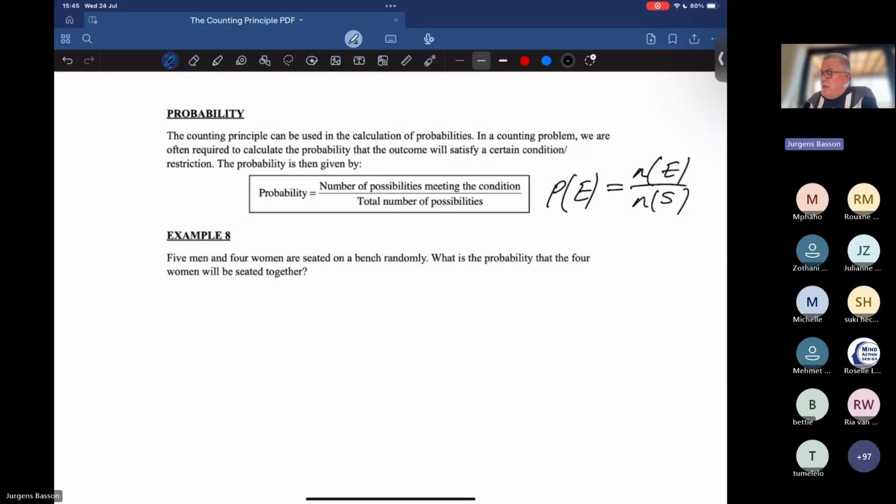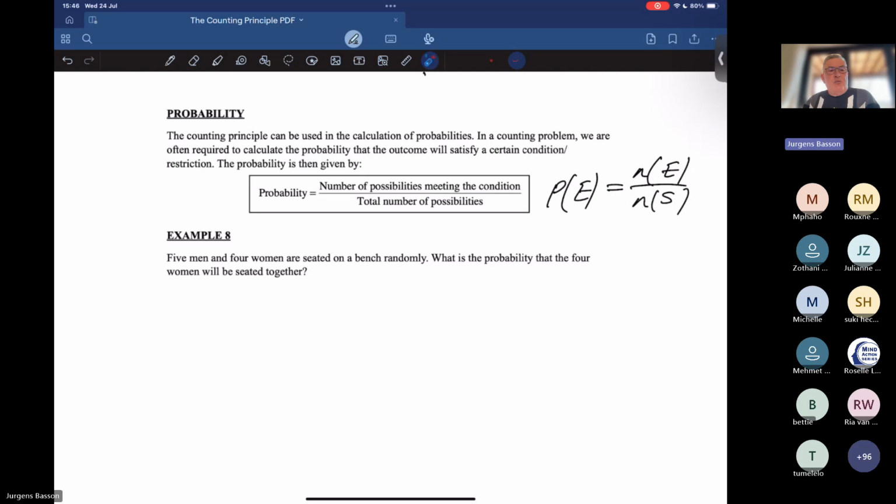So you will see I say the number of possibilities meeting the condition, or we can say restriction. So your numerator in a probability will be your restriction. Your denominator, total number of possibilities. That means no restriction. So below the line, no restriction. Above the line, there will be a restriction. So you can see when they test this, they also at the same time will test if the learners understand this whole thing about restrictions and also repetition or not.